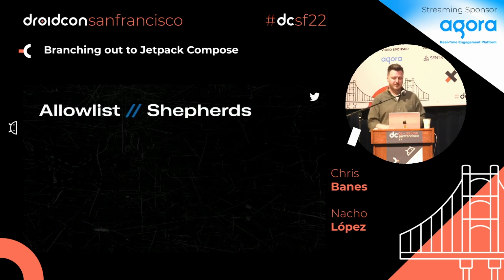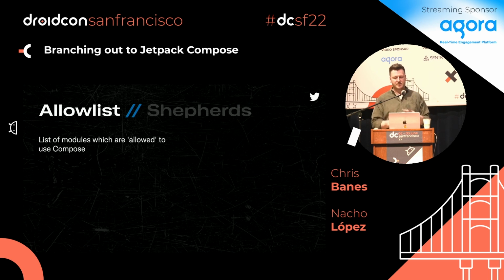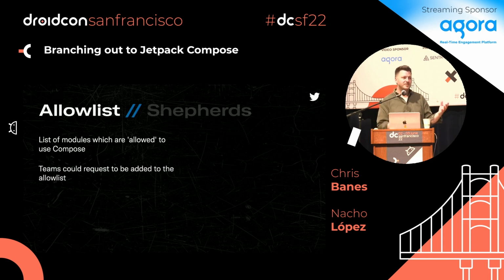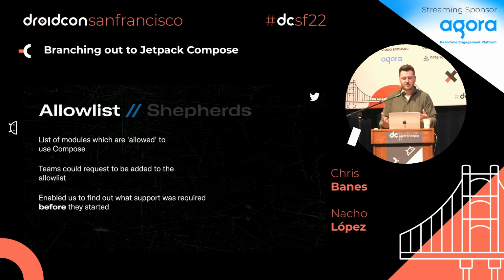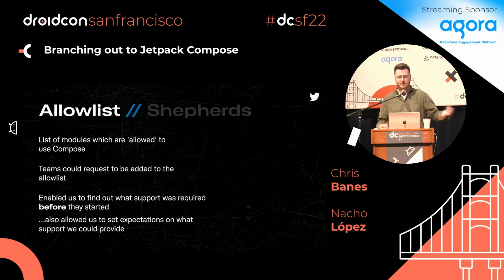The first was an allow list. Quite simply, that was just a list of Gradle modules which we said could use Compose. That may sound kind of archaic, like stopping people using stuff. But teams could request to be added to the allow list. We just had a number of questions. We wanted to really open the communication stream before they started using Compose, and we'll see those questions in a minute. It enabled us to find out what support they needed, but also what support we could give them. So it just opens that communication channel.